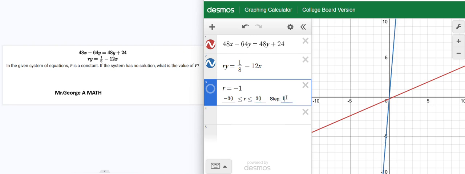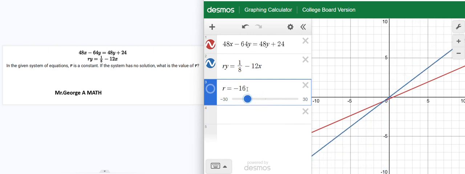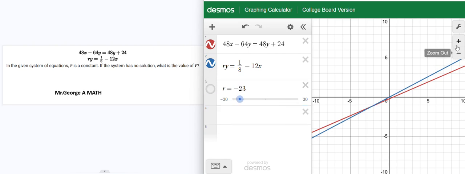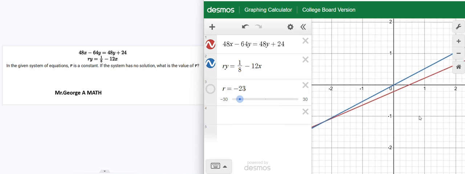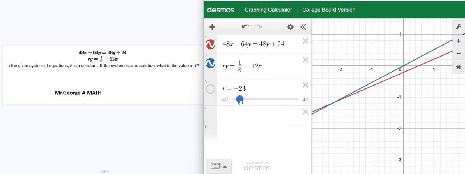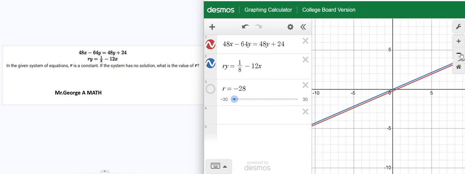That means it's going to give you only the integer numbers, no decimal, no fraction. Then you go and slide and see you moving toward it. We can enlarge this a little bit so we can see well. There we go, negative 28. If you minimize, you see the two lines are not intersecting, so your answer is negative 28.